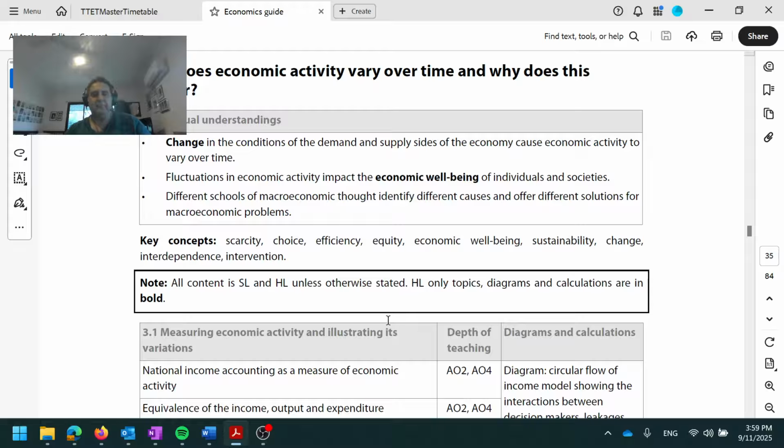Okay, so again, key concepts. If you think back to your macro IA, most of you looked at economic well-being as one of your key concepts in macro. Again, feel free in the paper 1 part B in the macro question, if it's relevant, to throw in the economic well-being key concept, please do. But again, keep it simple. One sentence or two, just to acknowledge that the key concept has some meaning in that question.